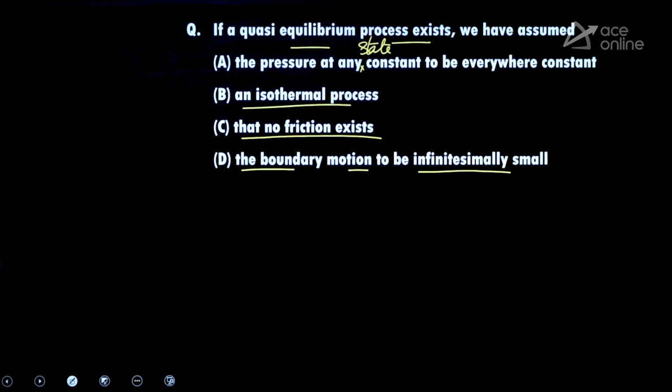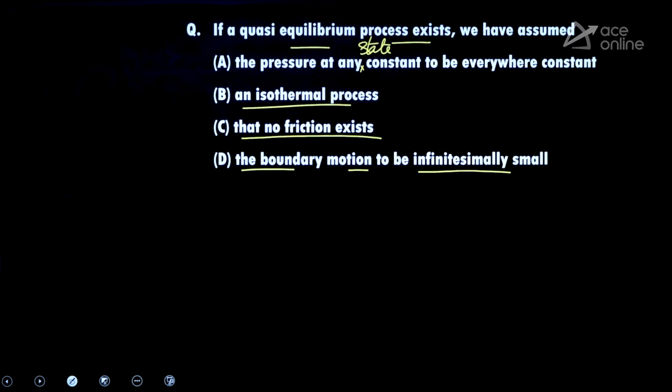Option C is not correct, because though it is given that no friction exists, if the process is happening fast without friction, that need not be taken as quasi equilibrium. Option D is also not correct. It is given the boundary motion to be infinitesimally small. If the friction is existing, even if the boundary is moving very slowly, that never maintains the quasi equilibrium. I hope all of you clearly understood. For this particular question, option A is absolutely correct.